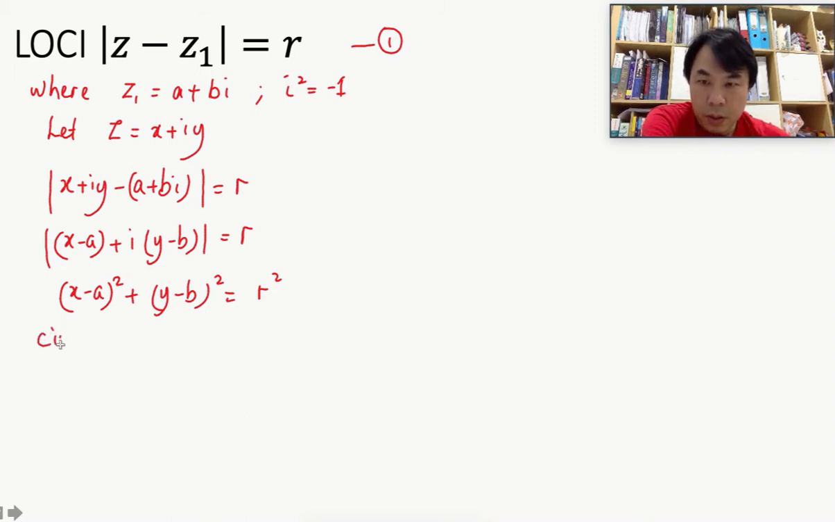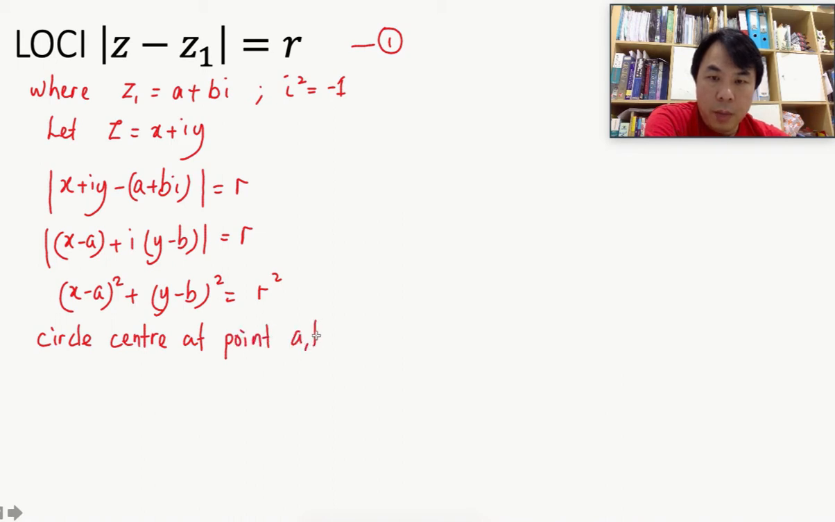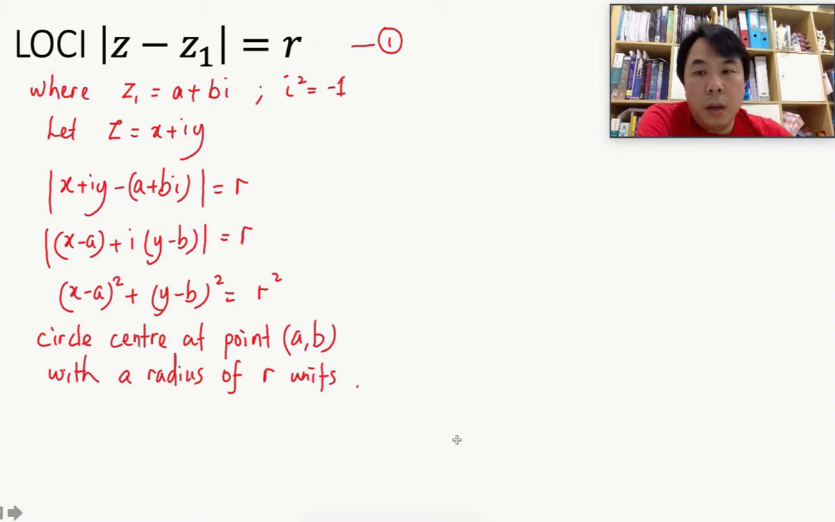Alright, so this is a circle centered at point (a, b) on the Argand diagram with a radius of r units in this case. Right, now that's how the circle would actually look.